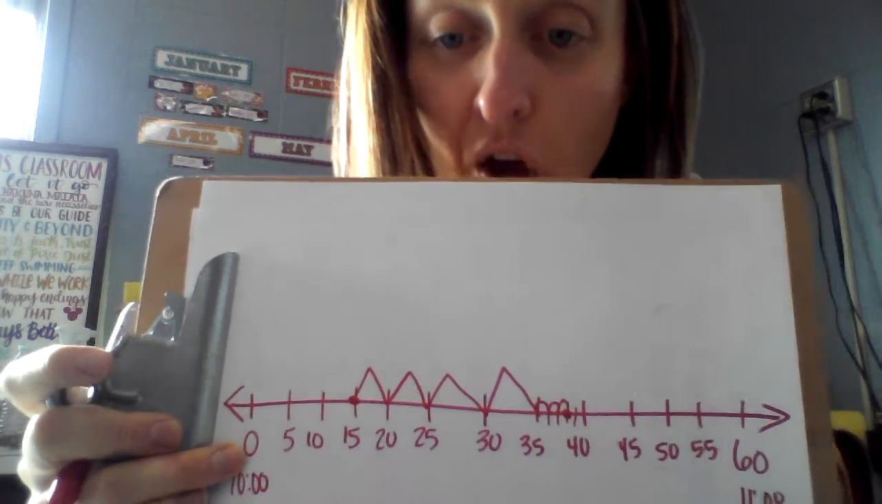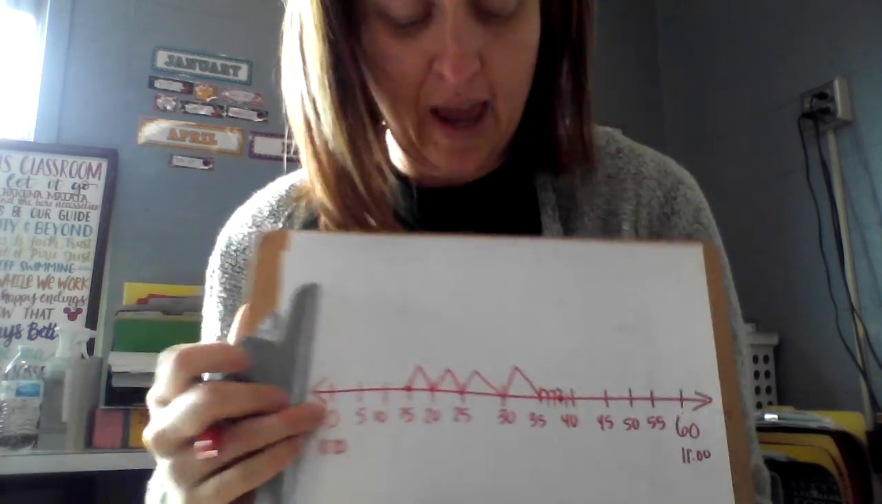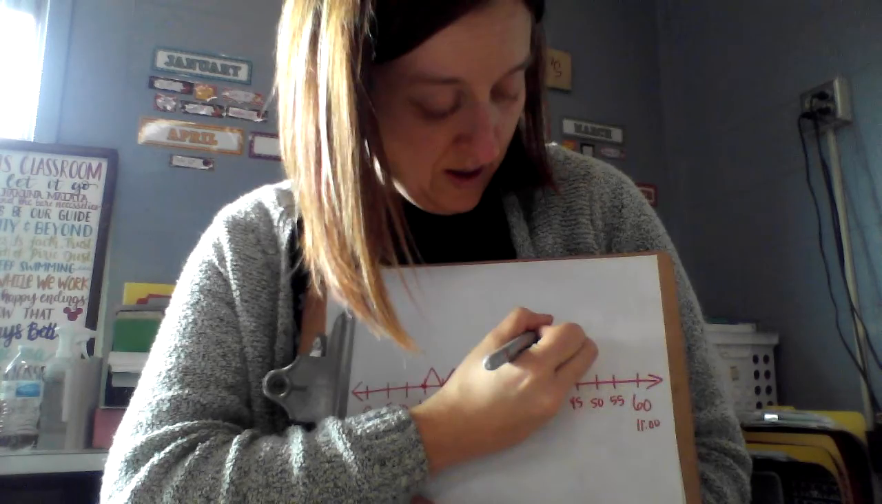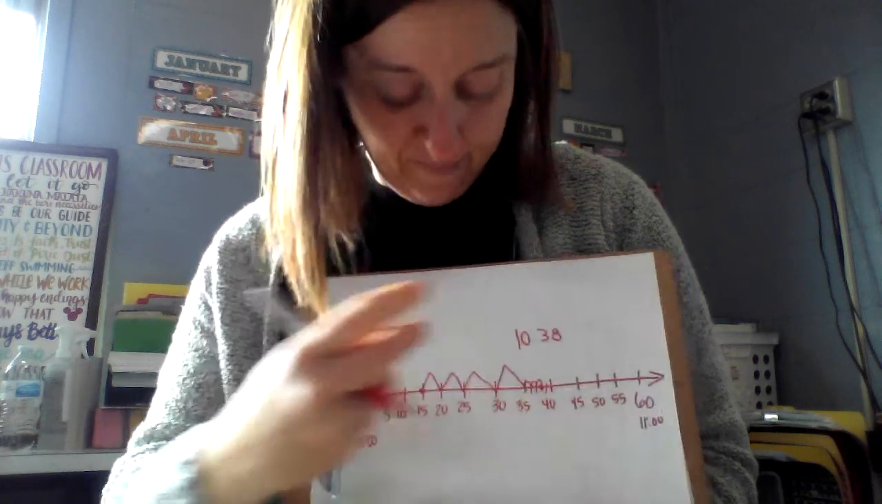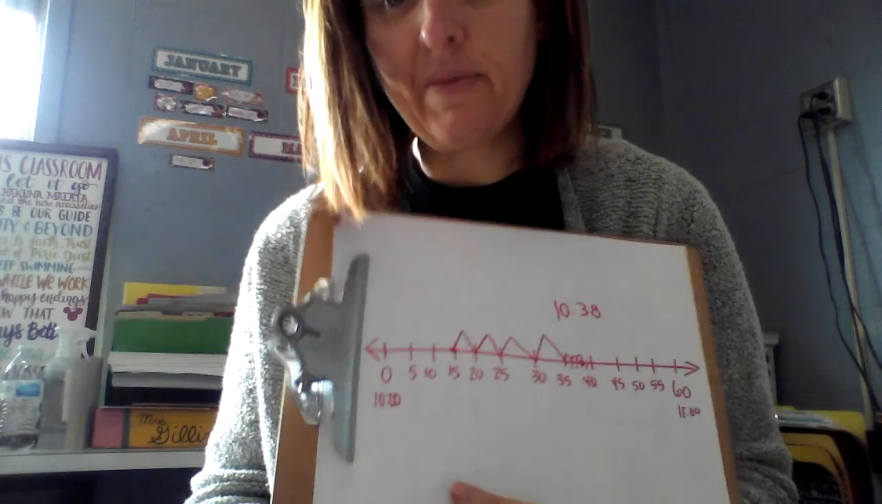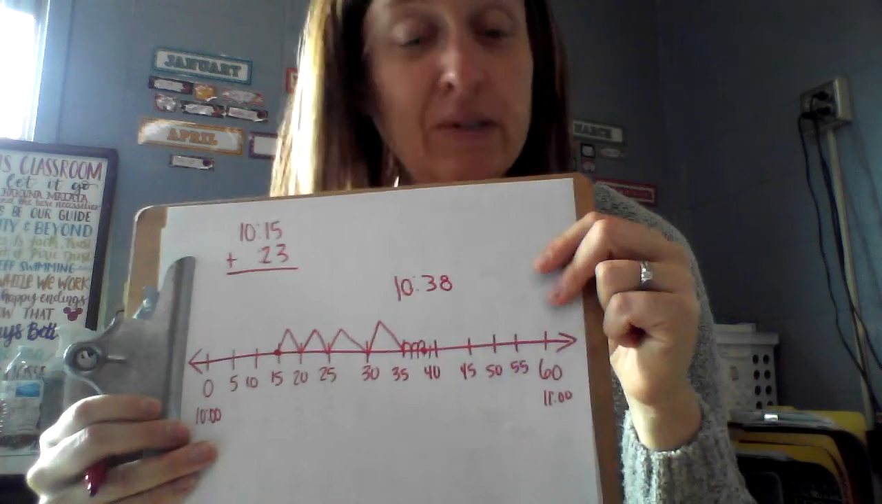And so if I look, I'm at 35, 36, 37, 38. So I know I'm going to finish at 10:38 if I started at 10:15 and worked for 23 minutes. I could have, because this is in the same hour, taken 10:15 and added on 23. But again, this only works because it's going to be in the same hour. If it was a different hour, it wouldn't work.